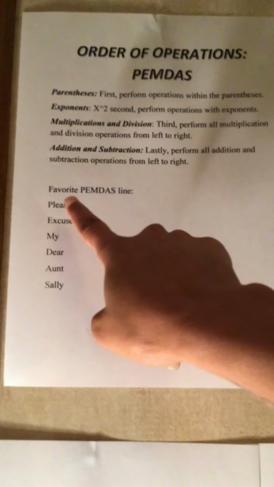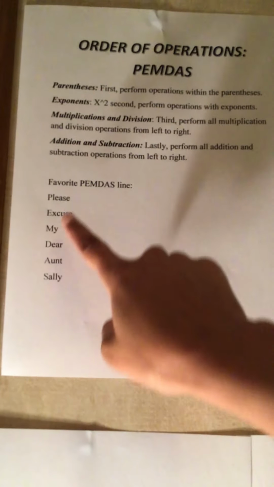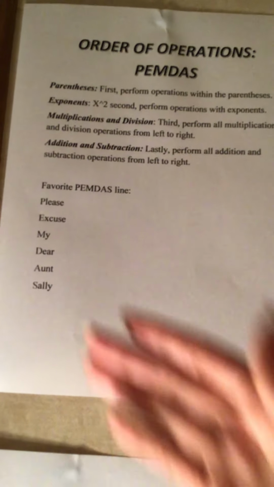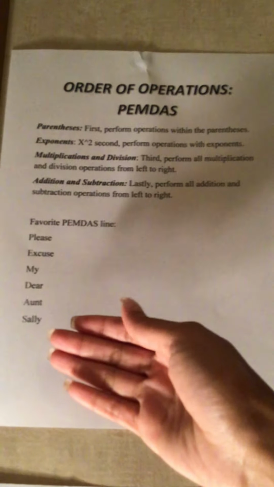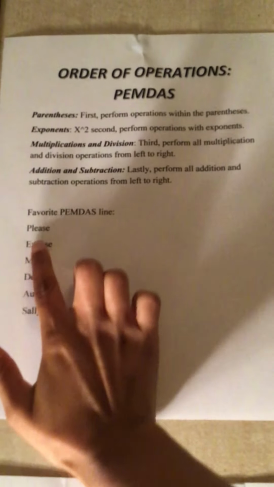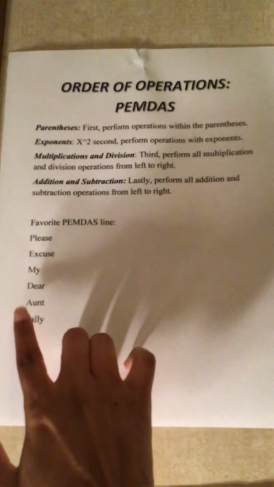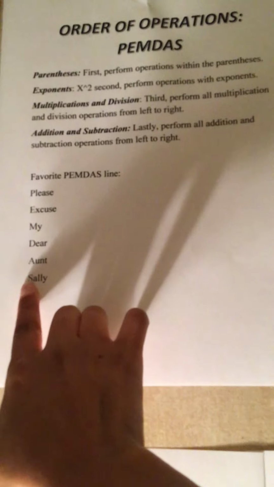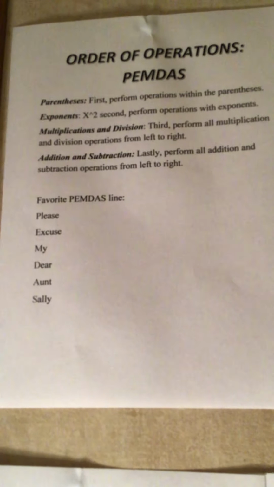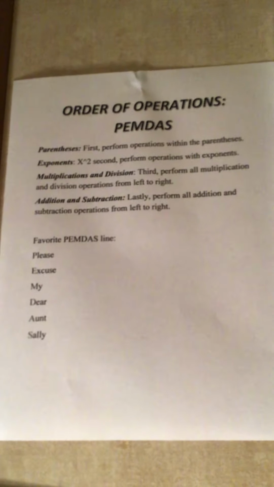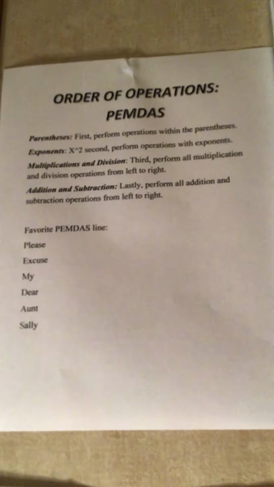Here we have our favorite PANDA line. Please excuse my dear Aunt Sally. This is a way that you can remember the steps of order of operation. And if you just cover up the rest of the letters, you see that it is PANDA, which is our parentheses, exponent, multiplication, division, addition, and subtraction. You can create your own acronym for PANDA or for order of operation. I always use Please Excuse My Dear Aunt Sally because it was always easy to remember.